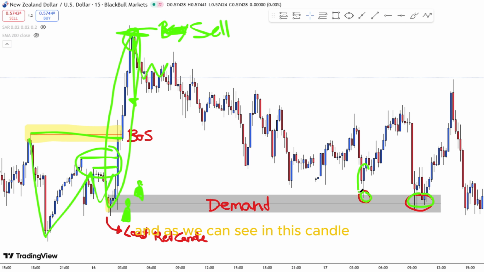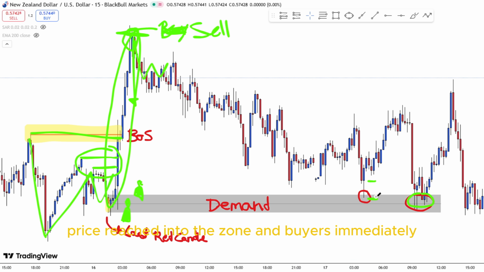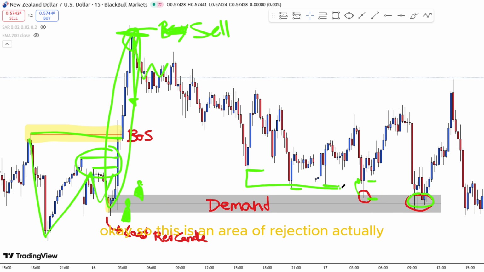And as we can see, this candle has a long wick, right? Let me delete my drawing. It has a long wick. Can you see that? Price reached into the zone, and buyers immediately, without any hesitation, pushed the price back to this level. This is also the level where the previous wicks were, okay? So this is an area of rejection, actually. This is an area of rejection.